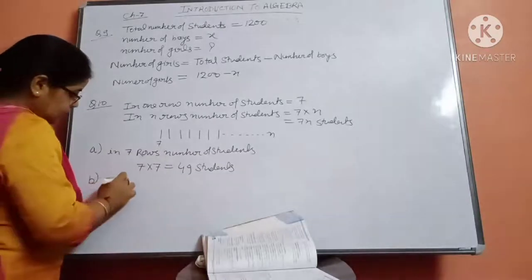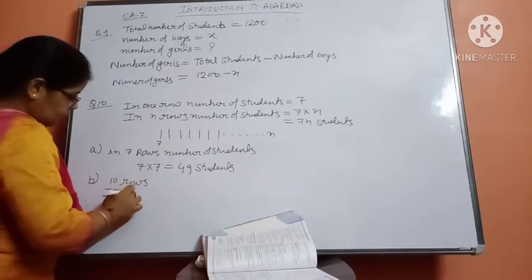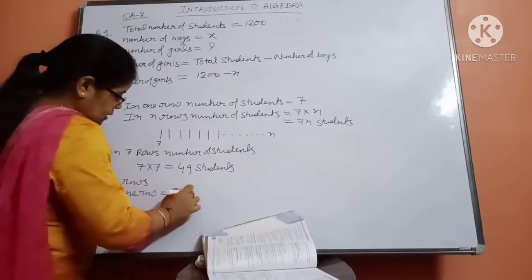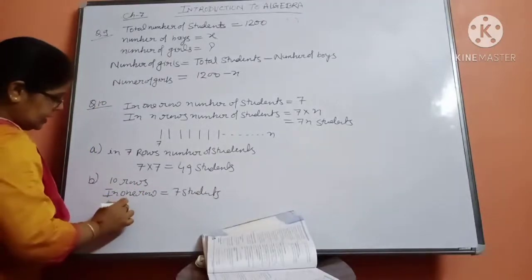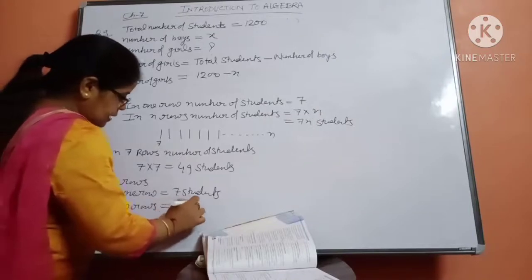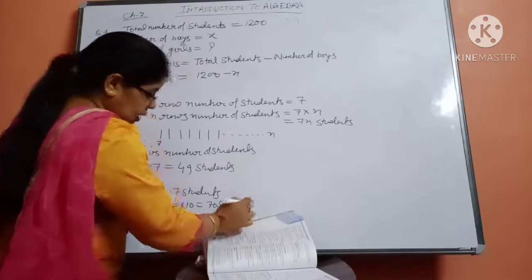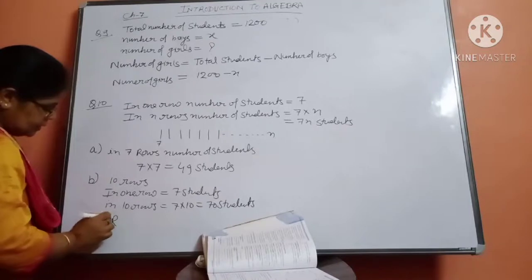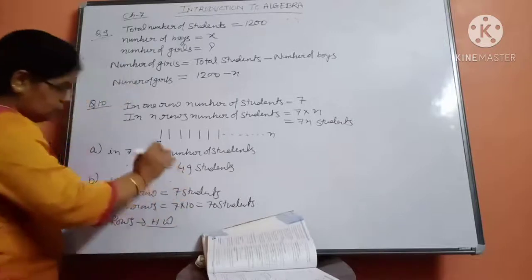Okay. So see that in part B, how many rows? 10 rows are there. In one row, how many students? 7 students. Now in 10 rows, the number of students is equal to 7 into 10, which is 70 students. Okay. So part C, 12 rows, you will do in your homework. So I am not going to do that question.